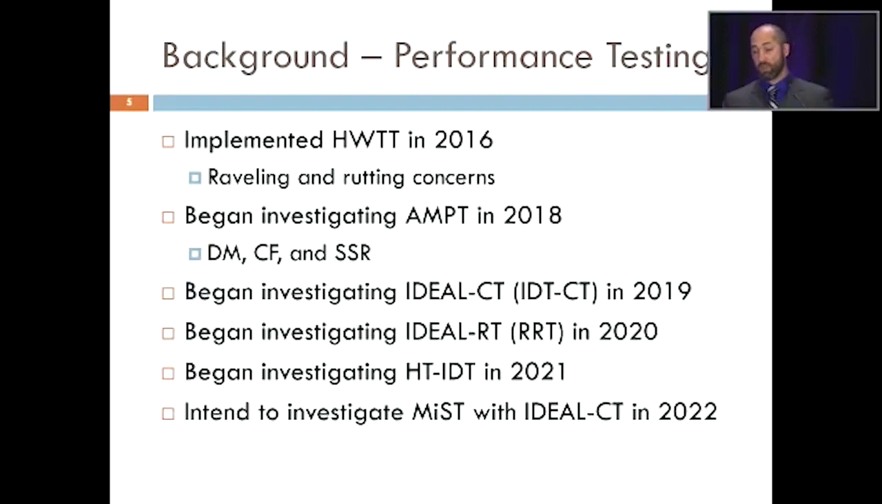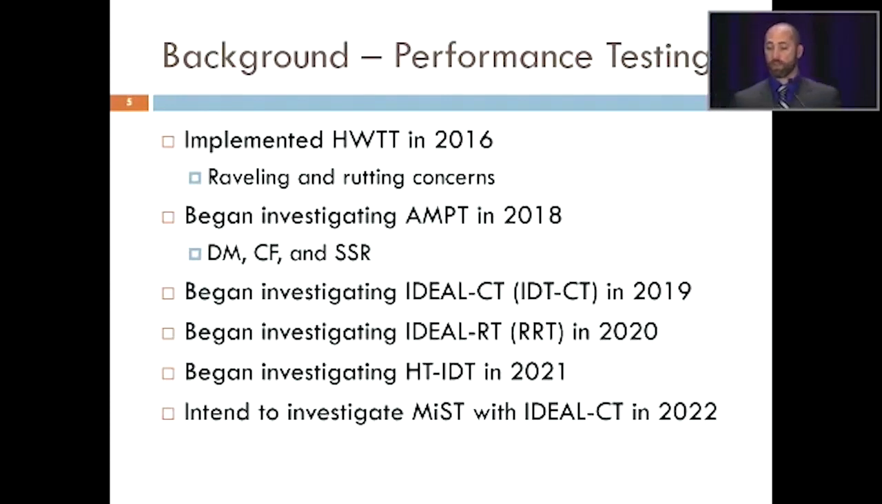So we've been investigating, as you see here, the additional tests year after year. It's always one of the never ending questions, what test is right? We chose the initial tests, the Hamburg and the IDEAL-CT, based on the accelerated load facilities and the correlation to the accelerated load facilities' field performance. We don't have the history of cracking associated to a cracking test because it takes years and years. So our best option to be able to select a test is based on those accelerated load facilities.